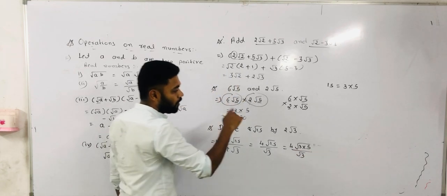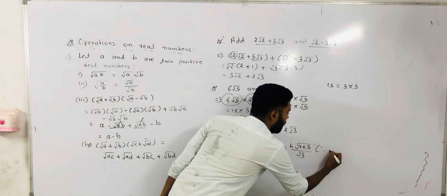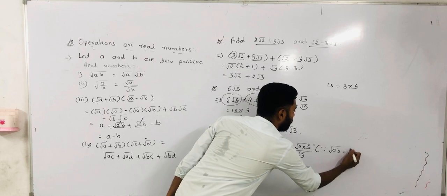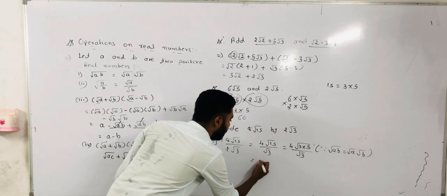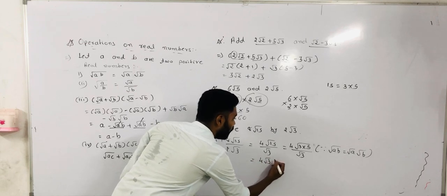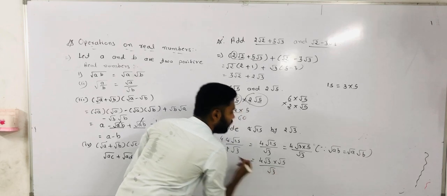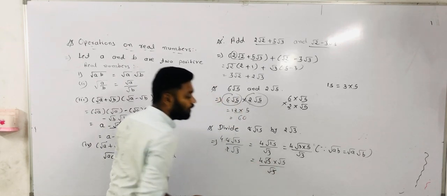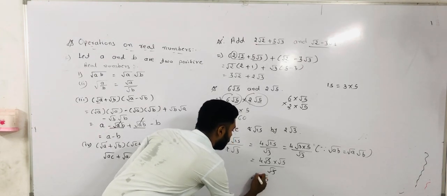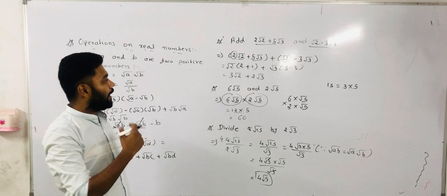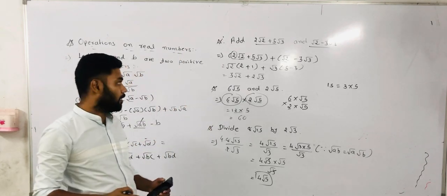Now we know under root ab equals under root a into under root b. This property we have seen, under root ab equals under root a under root b. So we can use this property here. So 4 root 3 root 5 upon root 3. So root 3 and root 3 will be cancelled. So we will get 4 root 5. So this way we can add, multiply, divide or subtract any real number.